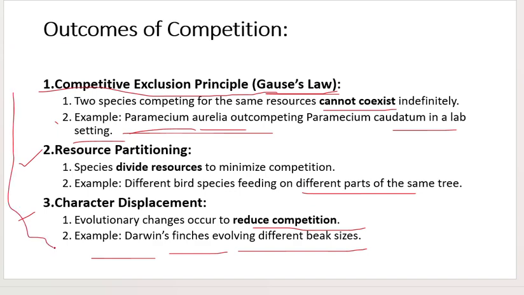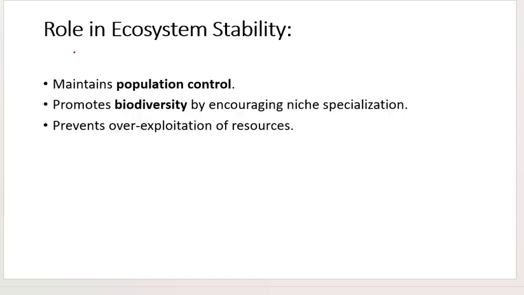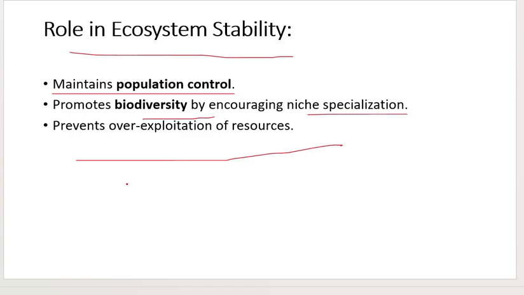One is the competitive exclusion principle. The second is resource partitioning, where they share the resource, and character displacement, where characters change due to reduction in competition. Their role in ecosystem stability: they maintain population control, because of predation or competition the population will be controlled in the ecosystem. They promote biodiversity by encouraging niche specialization and prevent overexploitation of resources. So this is about competition.